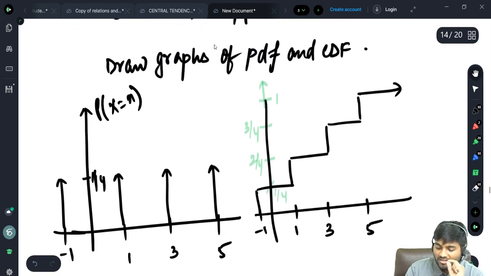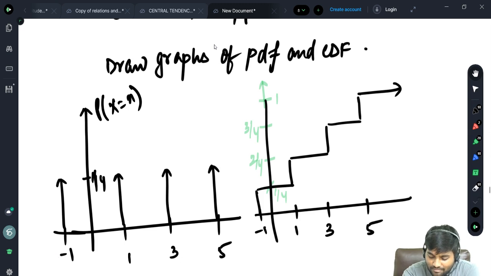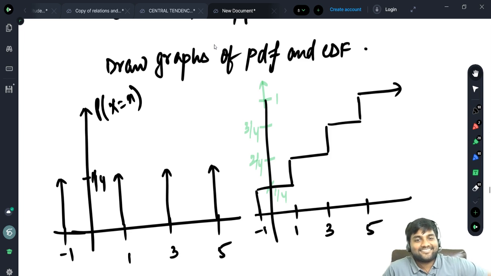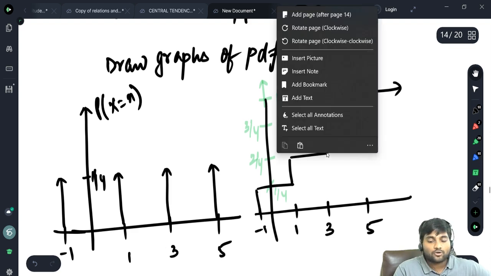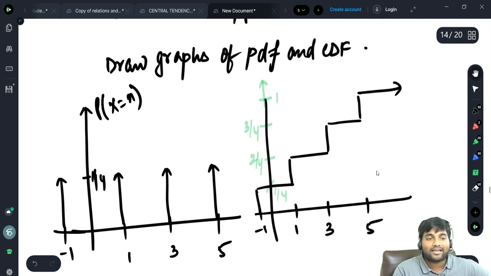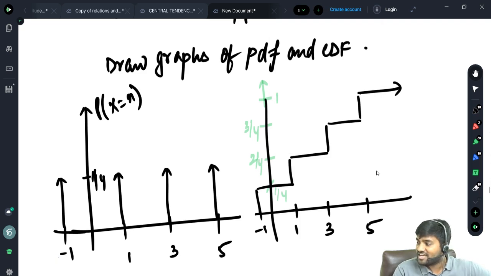Okay, so now once more we look at the graph of the CDF. So we are starting with minus 1. As soon as we touch minus 1, it takes the height 1/4. Then as soon as we touch 1, again it is adding a height of 1/4, so the total height becomes 2/4. Then we touch 3, the total height becomes 3/4. And when we touch 5, the total height becomes 1. And then it is constant at 1. Jinisha, is it okay?